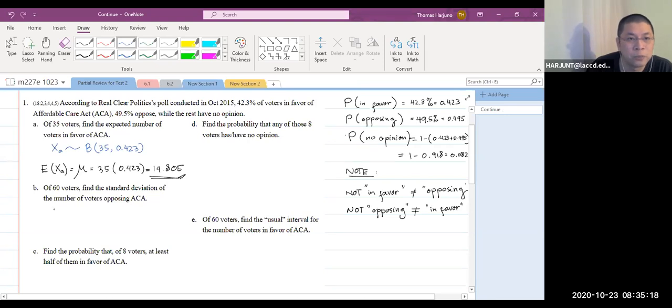with 60 voters. Okay, part B, of 60 voters, find the standard deviation of the number of voters opposing. So of 60 voters, the one opposing is 49.5%. This is the probability of opposing. So what is the standard deviation? Let's find the variance first. The variance will be N times P times Q. Okay, and Q is 1 minus P.